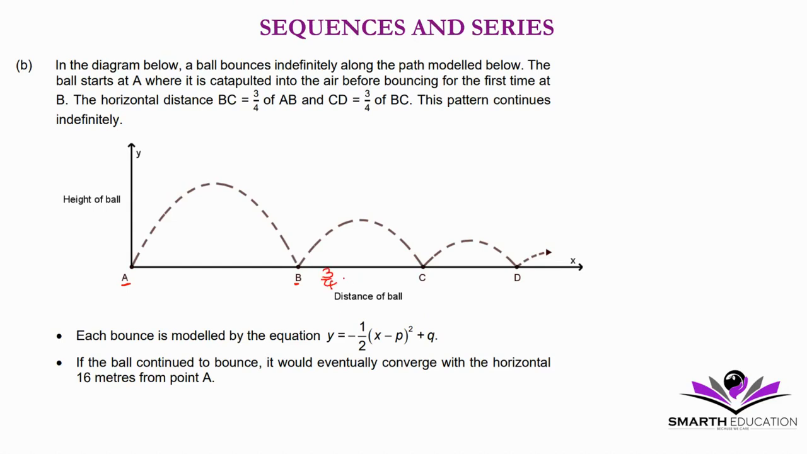So this is 3 over 4 of AB. And then CD is 3/4 of BC. This pattern continues indefinitely.